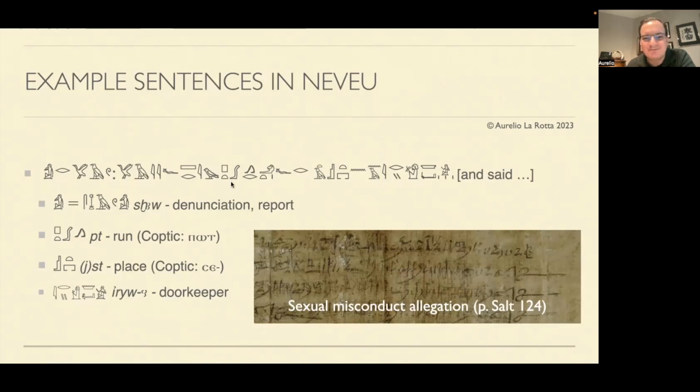So basically the son ran away from his father to the place of those belonging to the doorkeepers, or a bit more old-fashioned, porters, if you want to say so. And then comes the whole denunciation. Actually, it's a sexual misconduct denunciation. I thought I should point that out.